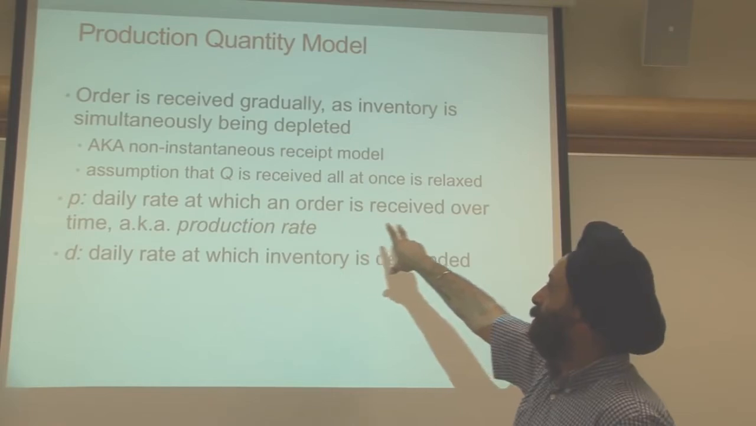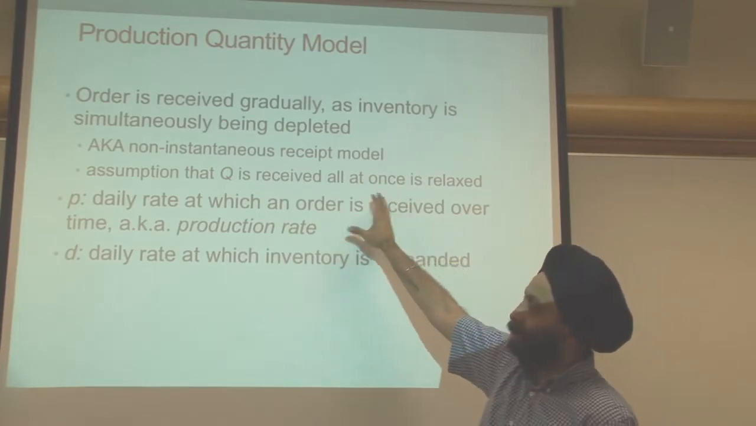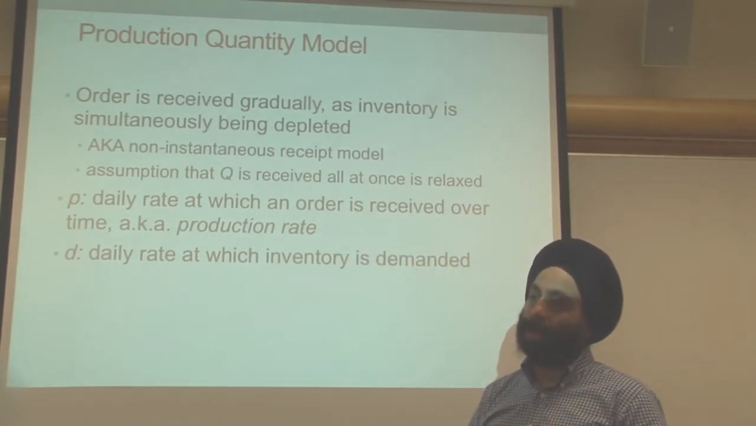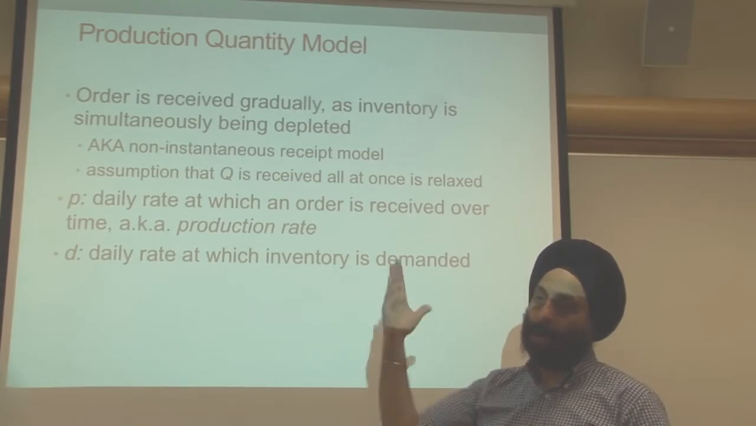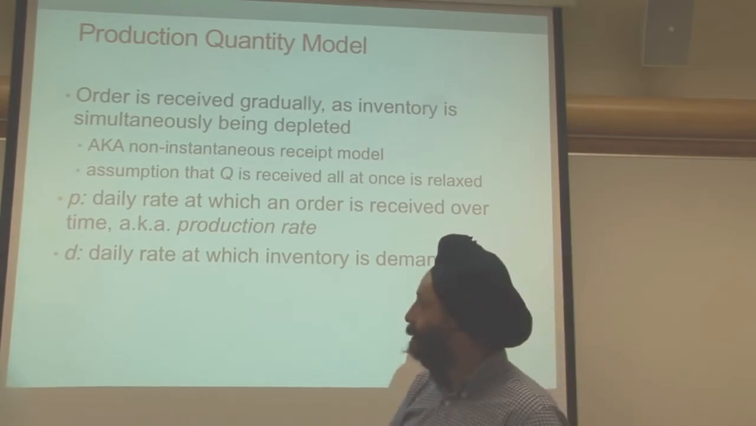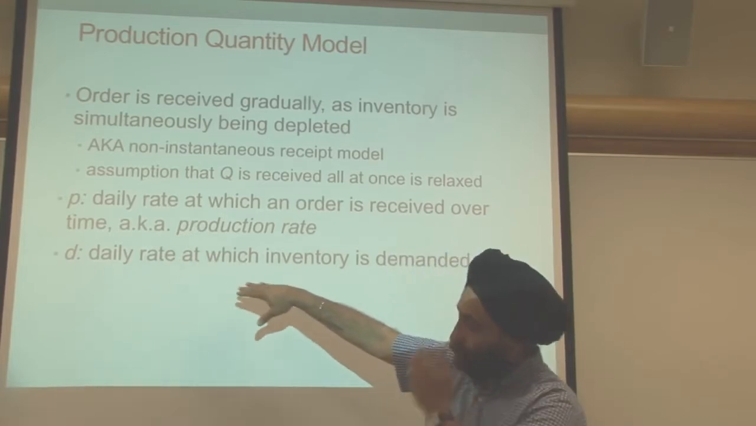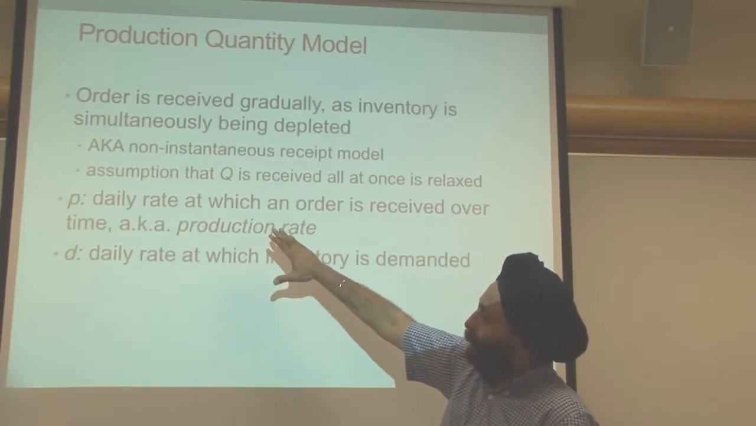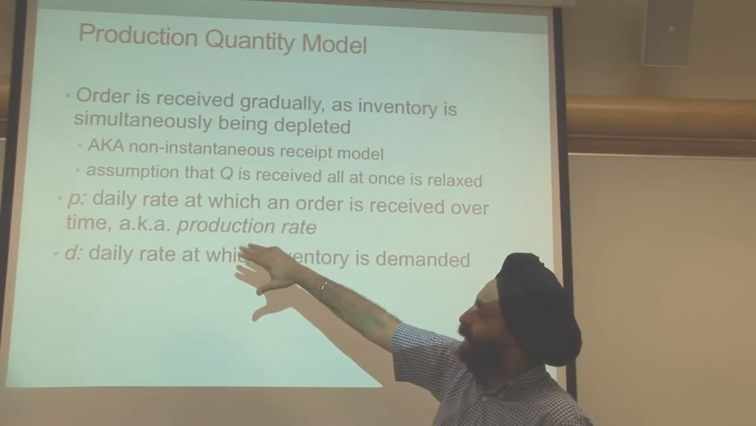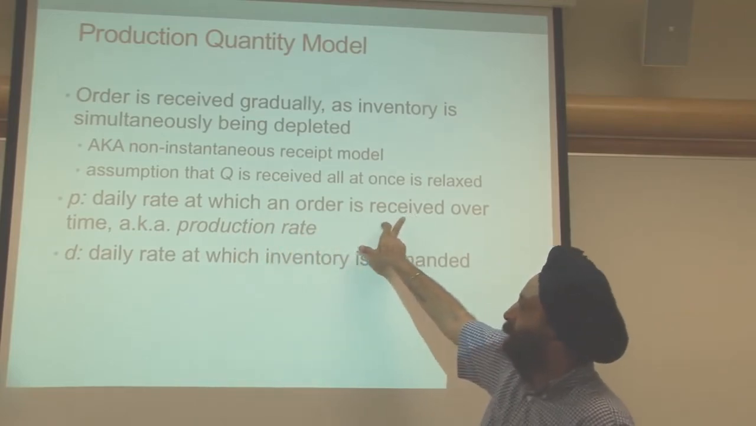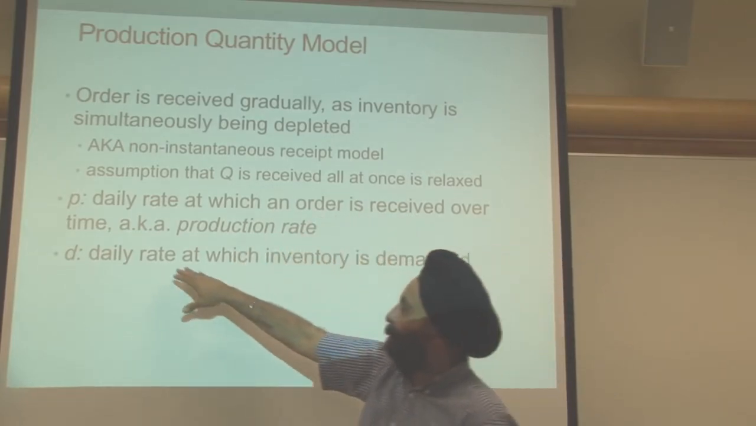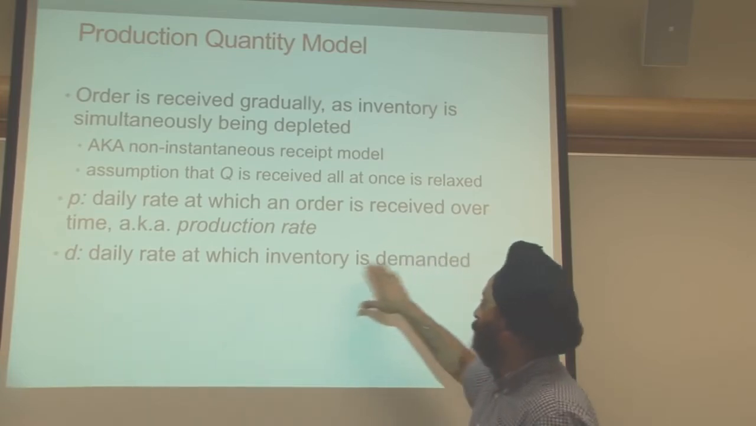The assumption that Q is received all at once is relaxed. So in this case, we are not assuming all Q is available instantaneously. In that case, we have two additional notations: P is the daily rate at which the order is received, and D is the daily rate at which inventory is demanded.